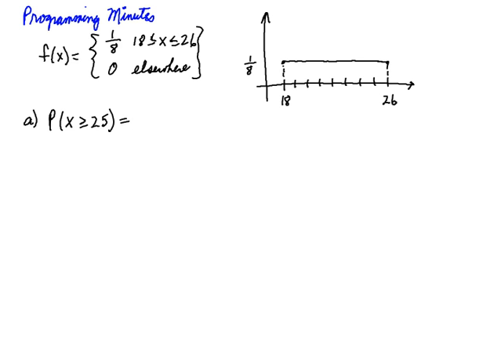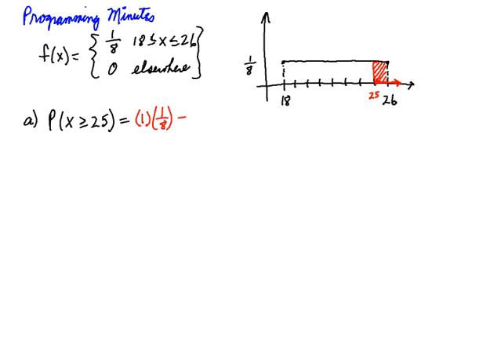And we need to go to the graph and find 25. 25 is down here below the 26. X greater than or equal to 25 is this interval from 25 on. However, there is no possibility of being above 26. So my total probability of being greater than 25 is just simply the area under the density function above the interval from 25 to 26. And that would be 1 unit of length and a height of 1/8.